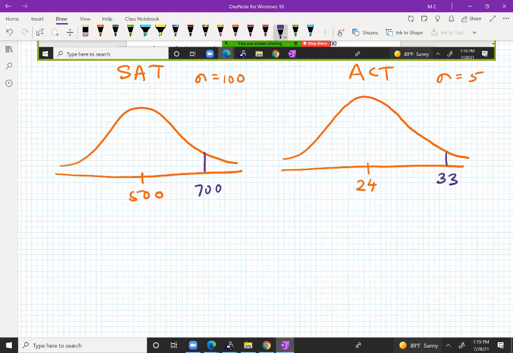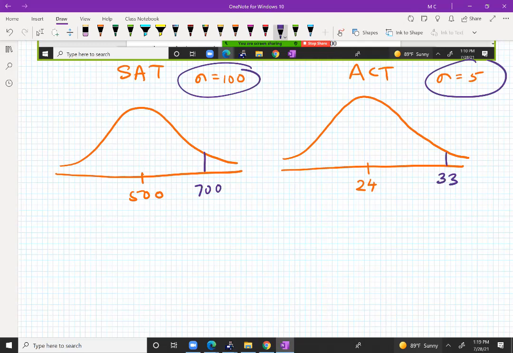Let's say you took both tests, and you got 700 in SAT and 33 in ACT. And you're thinking, which one should I send to the college? Let's say you don't know the percentile. You want to send only one, the higher one, not the lower one. So how do you find out which one is better? You can figure out how many standard deviations above the mean it is.